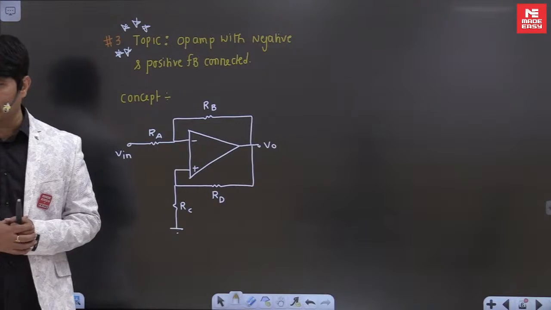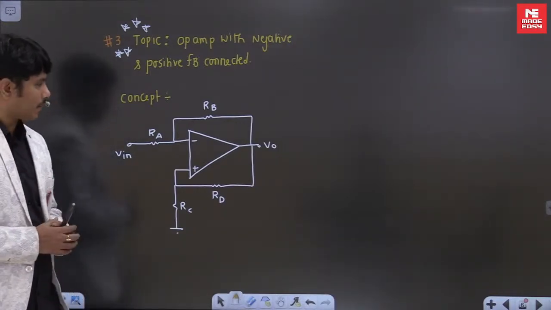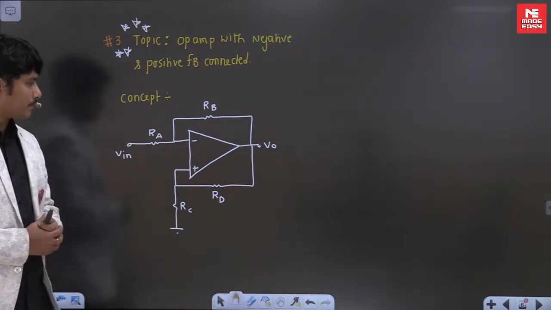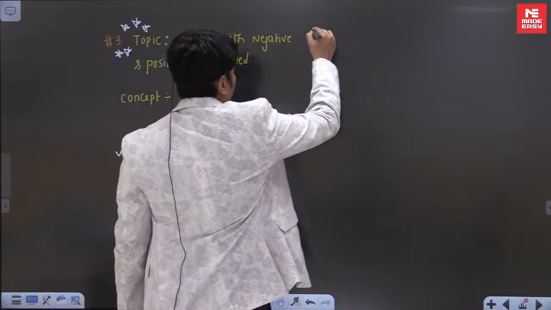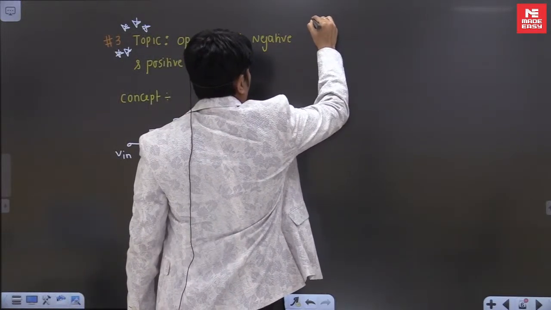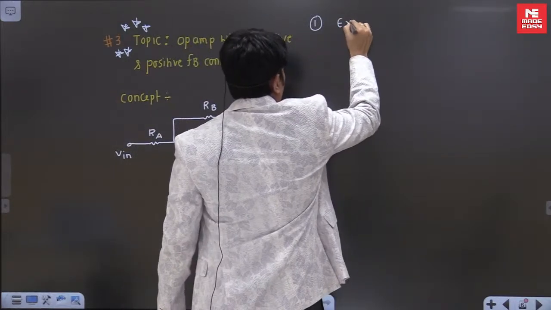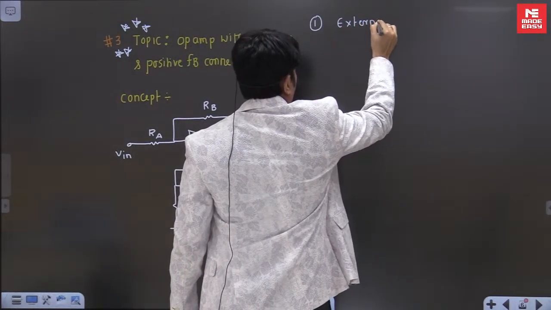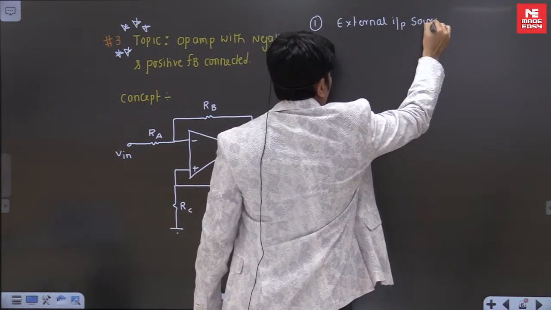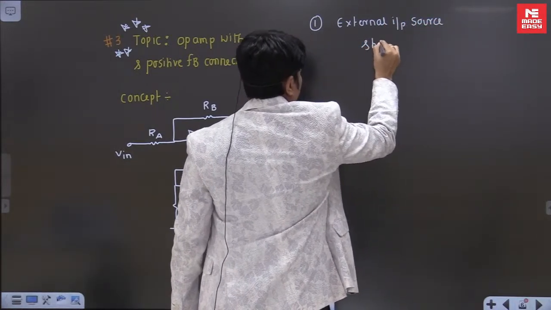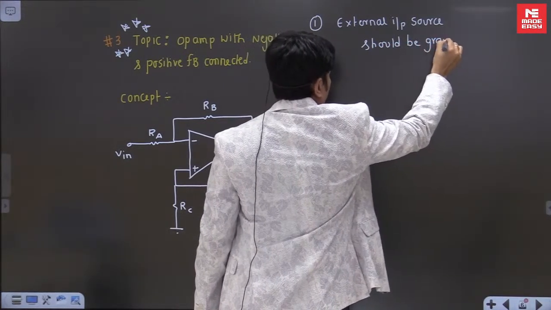Let us see the procedure for this problem. How will I start the concept? There are 2 steps I follow to resolve this problem. What are those steps? Step number 1, point number 1: the external input source should be grounded. This is the first step you have to do.